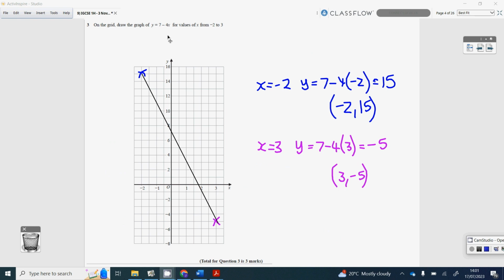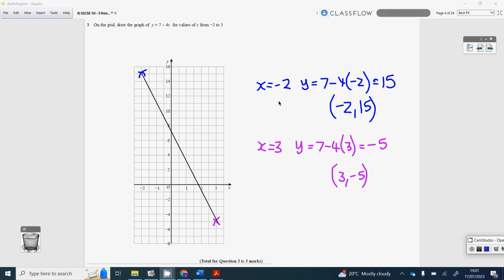Question 3, y equals 7 minus 4x. Well, this is going to be a linear graph, a straight line graph, as we've just got x's and normal numbers. Now, given we've got to go from x being minus 2 to 3, and we know it's a straight line, let's just work out the y value when x equals minus 2 as one extreme end of the line, the y value when x equals 3, and then just join those two points together.